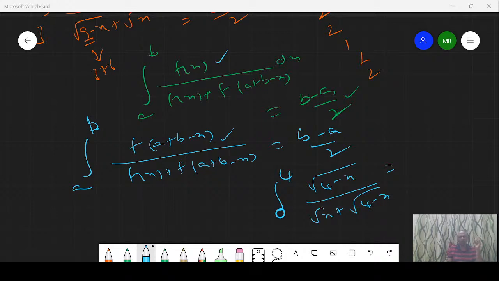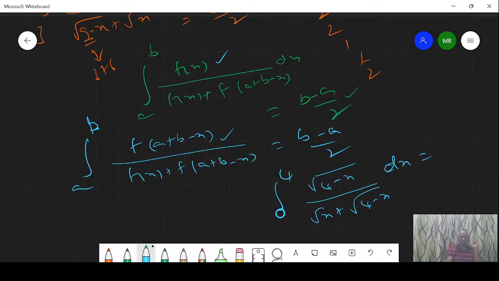Think about the problem I have given now: integral from 0 to 4 of root of 4 minus x divided by root x plus root of 4 minus x, dx. Now you can think about the answer for that. Can anyone suggest an answer for this problem? I have written here, this is dx. Look and compare with this. Tell me your answer now.